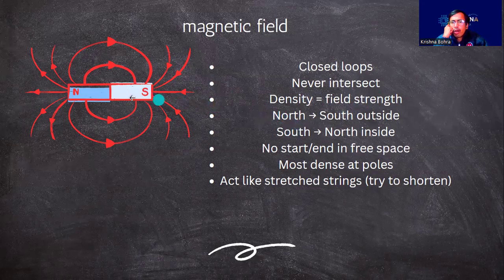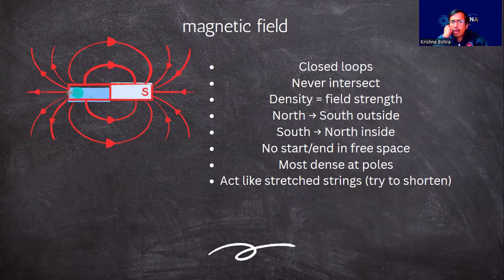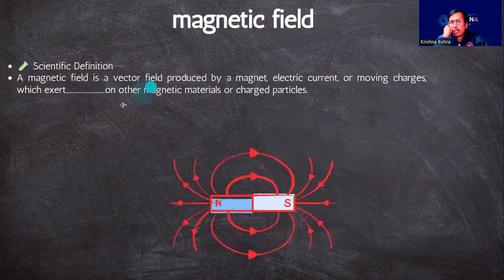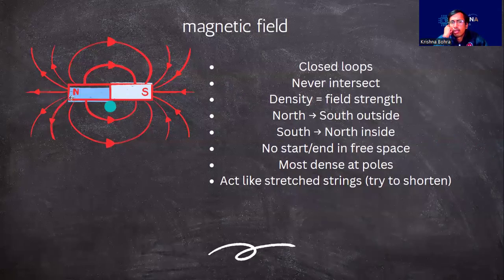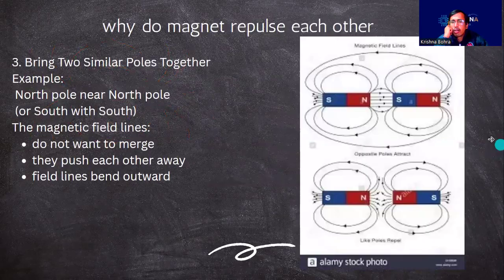They point from the north and they point towards the south direction. From the north, they point outside, and at the south end, they point inside. That is how they form a closed circular loop. There is no start or end, so this is a continuous closed loop. The most dense magnetic field lines mean high magnetic attraction or a high magnetic field.